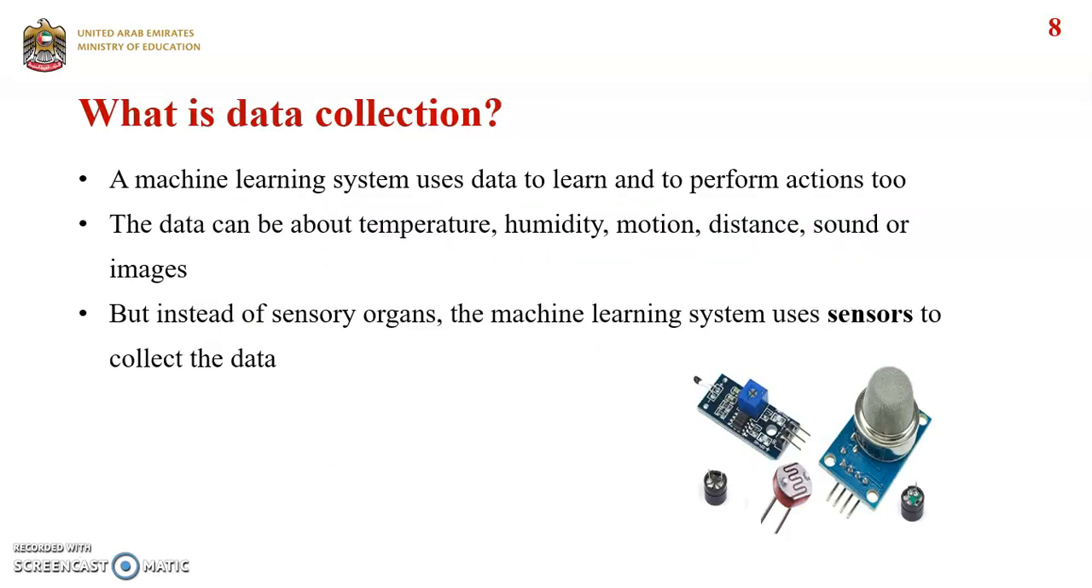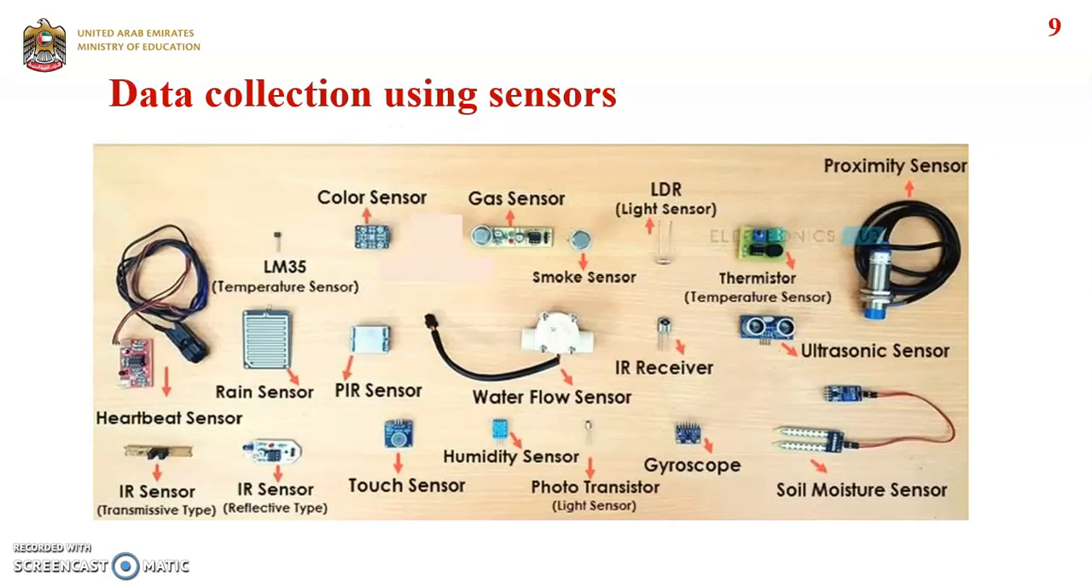A machine learning system also uses data to learn and to perform actions. This data can be about temperature, humidity, sound, images, and a lot more. The big difference is that instead of sensory organs, the machine learning system uses sensors to collect the data. And you may have come across a lot of sensors as you were working with the Arduino microcontroller. Here are a number of examples.